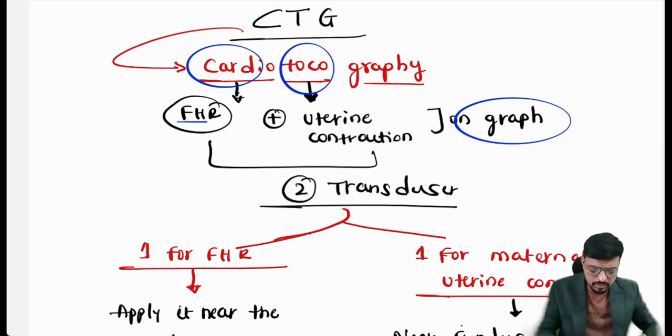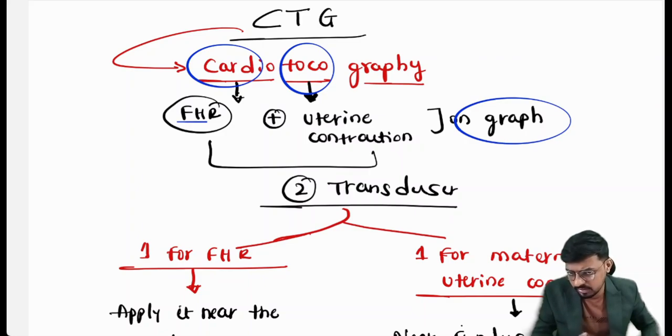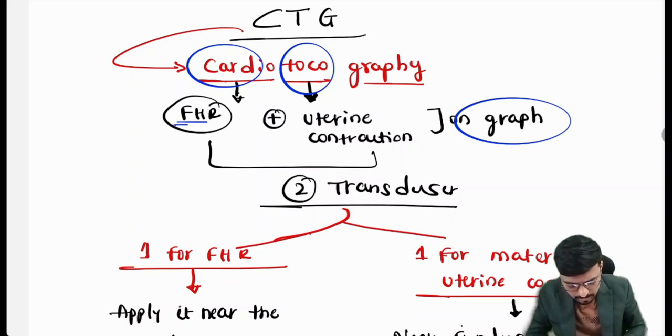We are looking at that one. So that is what we call cardiotocography. Here there are two things we are monitoring. One is the fetal heart rate, another one is the uterine contraction.